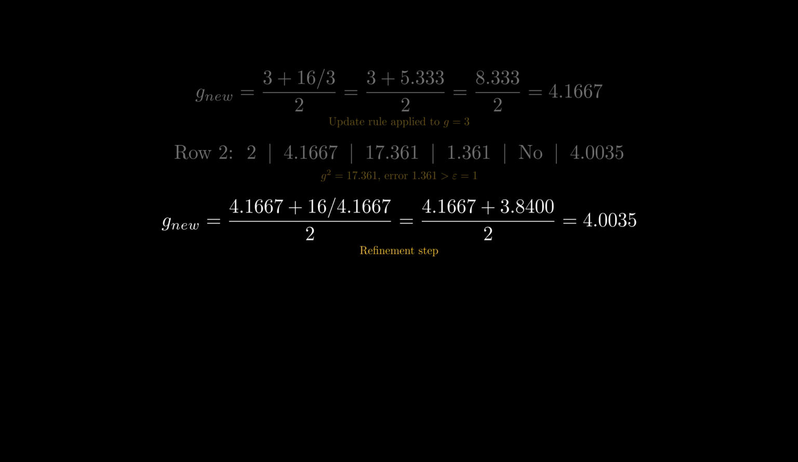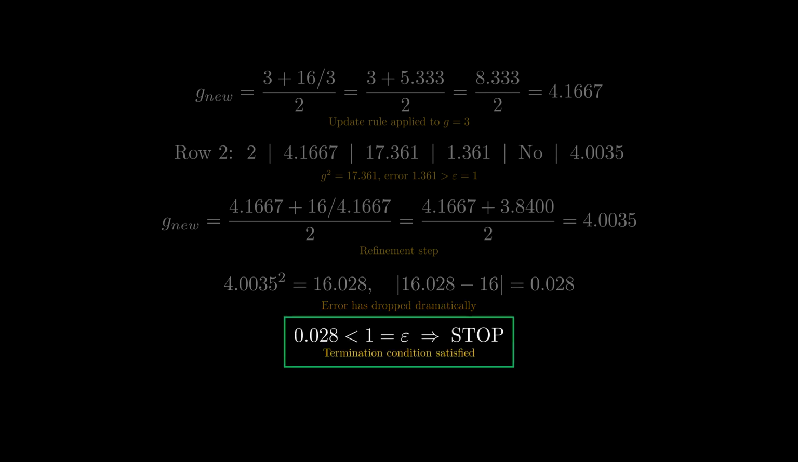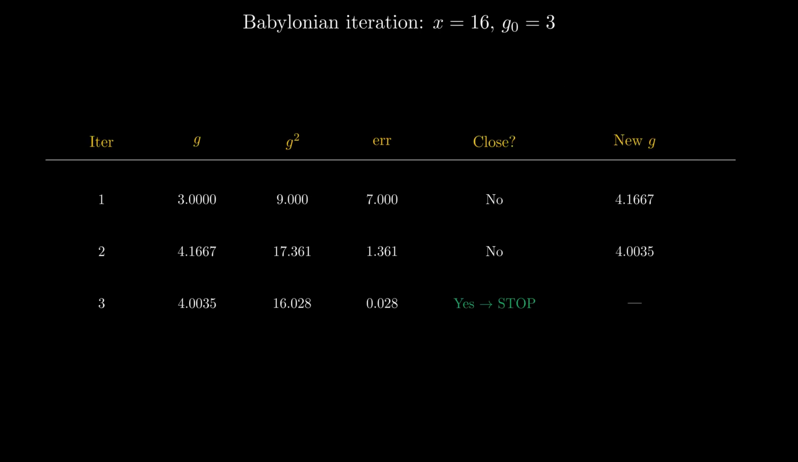Take 4.1667 plus 16 over 4.1667, divided by 2, and we get 4.0035. Square that, 16.028. Now we're off by just 0.028. That's less than 1, so we stop. Notice the answer isn't 4, it's 4.0035. Close enough is a legitimate stopping rule. Algorithms often approximate. Now find the 3 bones.